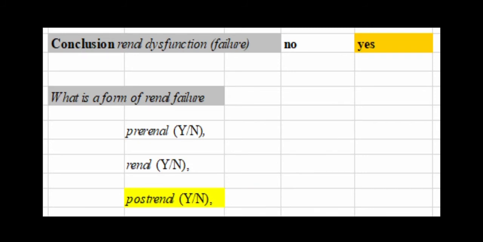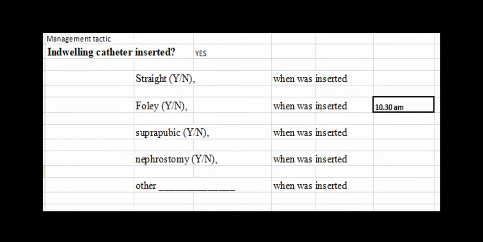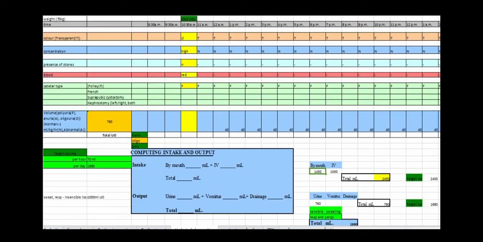For the management, the patient will be inserted with a Foley catheter at 10:30 a.m. to start observation of the urine output. At 10:30, we obtain that the urine color is cloudy, the concentration is high, there is no presence of stones, and the urine color is red because there is a presence of blood. The Foley catheter is given to the patient as the patient has pain when urinating, so using the Foley catheter might reduce the pain. From the chart, the collected urine volume is 760 ml for the first 24 hours.